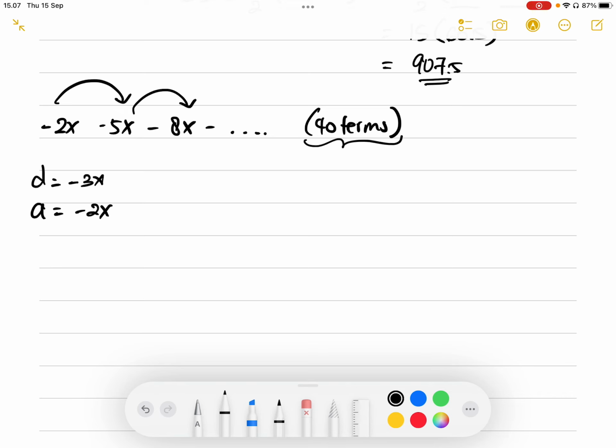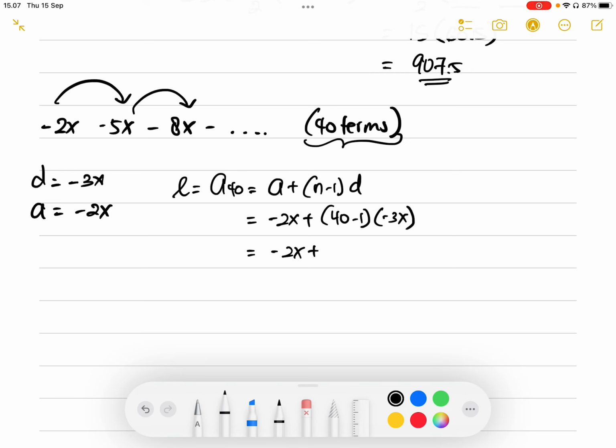And then he's asking, if there are 40 terms, it means that we need to find A40, the last term. The last term over here refers to the 40th term. So how to find the A40? Just sub in the formula: A plus n minus 1 times the difference. The A is negative 2x, plus 40 minus 1 times the difference, which is negative 3x. So negative 2x plus 40 minus 1, which is 39, times negative 3x.